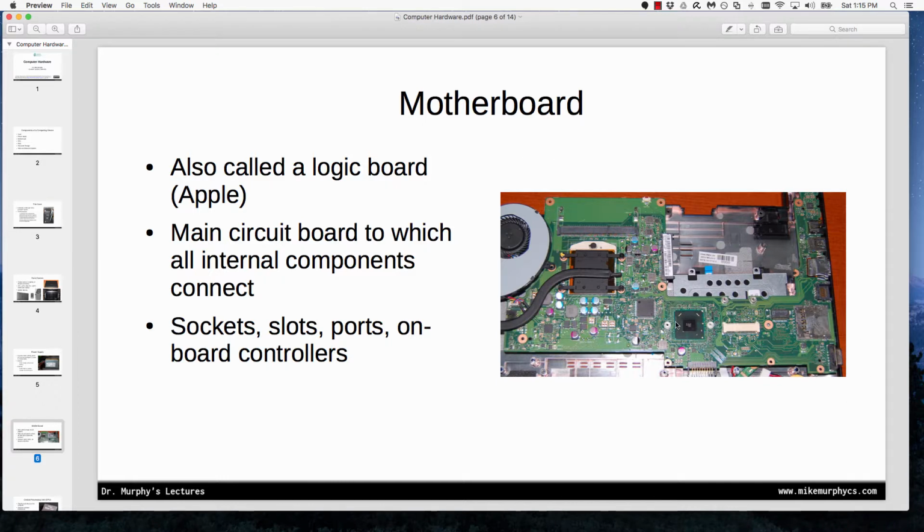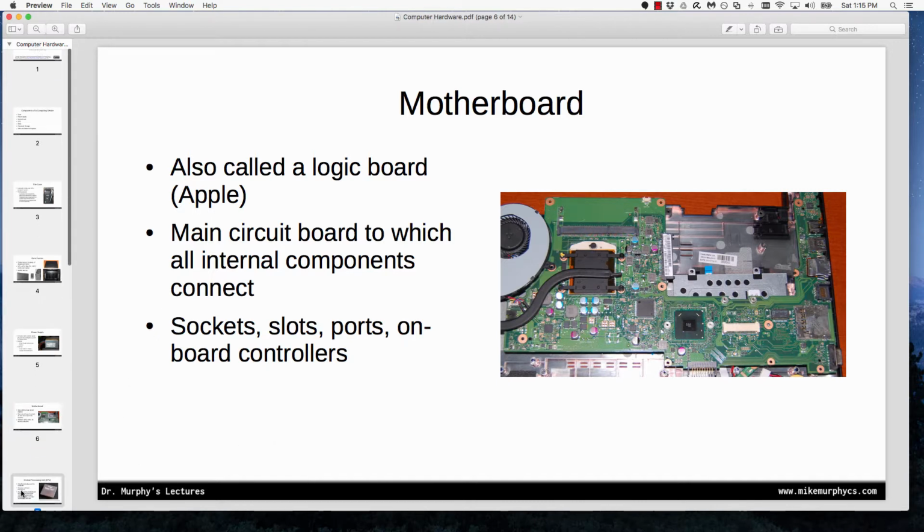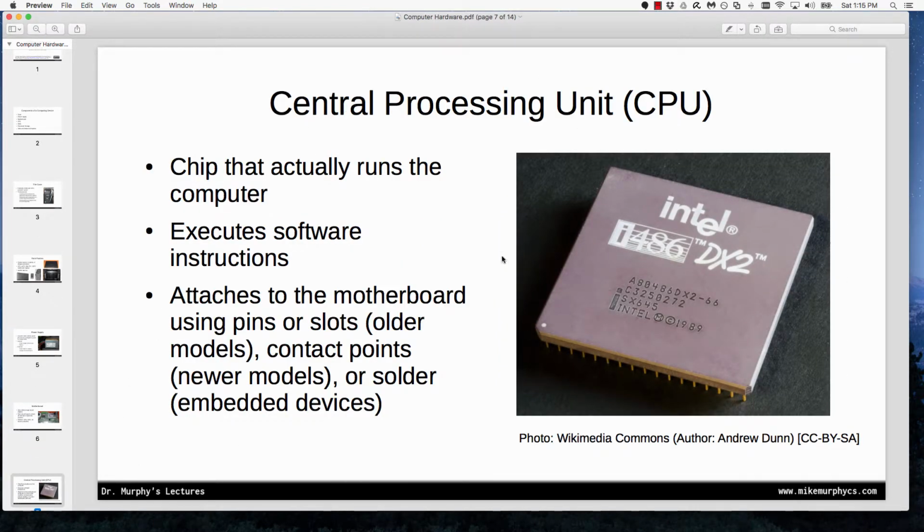So we can see, like, the CPU would go here. We need to be able to put a CPU on there. Maybe, I think this might actually be the CPU because we have the fan and the heatsink on top of this. Let's see. So moving into the CPU here, this is the chip that actually runs the computer.